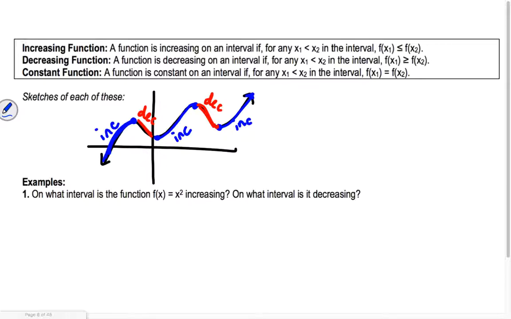All right, the way that we say it's increasing is we say it's increasing over a certain interval. Intervals are x values. So we say it's increasing from this x value to this x value. We don't talk about the y's, okay? And then a constant function, it says a function is constant if f of x1 is equal to f of x2, for any x1 less than x2. So what that means is it's just straight across. It's not increasing or decreasing. It's just constant.